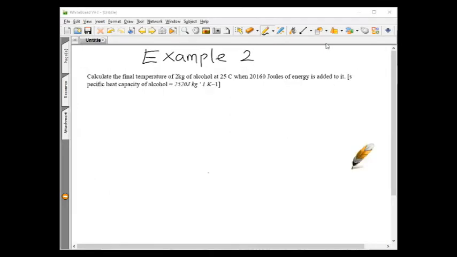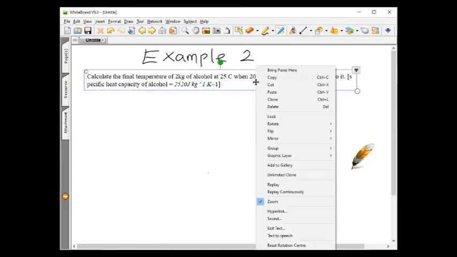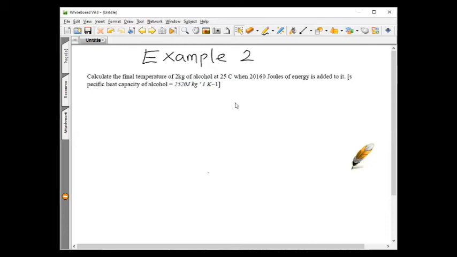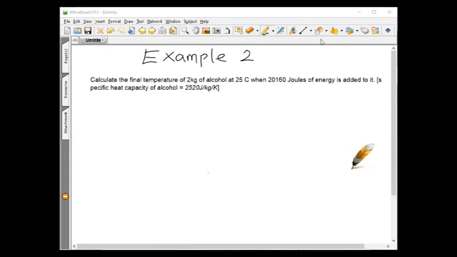Now look at this question. Calculate the final temperature of 2 kilograms of alcohol at 25 degrees Celsius when 20,160 joules of heat energy is added to it. Specific heat capacity of alcohol equals 2,520 joule per kilogram per Kelvin. Without wasting time, let's swing into action. First, let me draw my line as usual. And now let's solve.